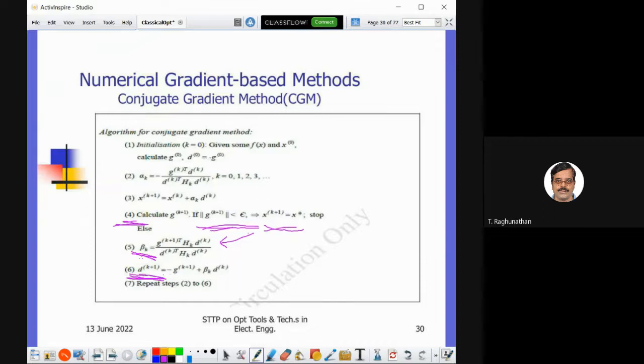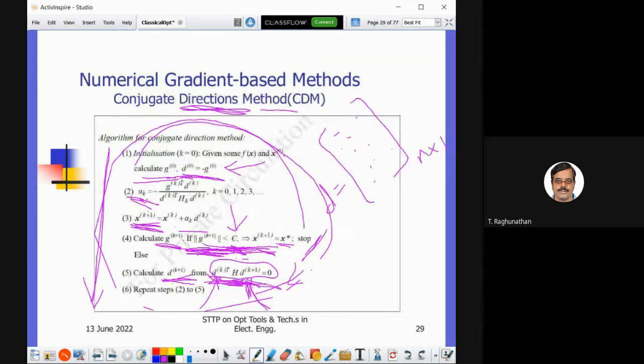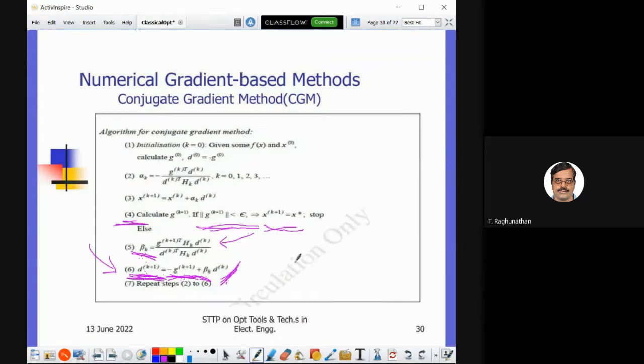This d of k plus 1 is the same as minus g of k plus 1 plus one correction factor into the previous direction. To get the direction in the current iteration, you use the current gradient and the previous direction multiplied by one correction factor beta k. That gives the latest direction, which is the same as what you would get in the conjugate directions method of the previous slide. This is how you automate. Now you put all this into the formula in MATLAB. It will run and give you the minimizer. So how does it work? Let us very quickly see that.